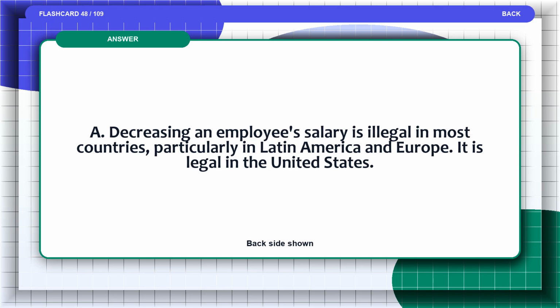The answer is A. Decreasing an employee's salary is illegal in most countries, particularly in Latin America and Europe. It is legal in the United States.